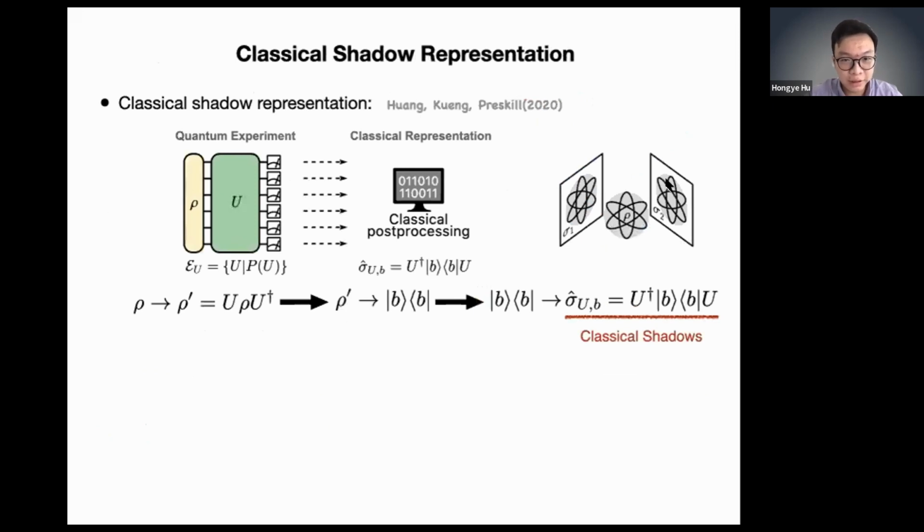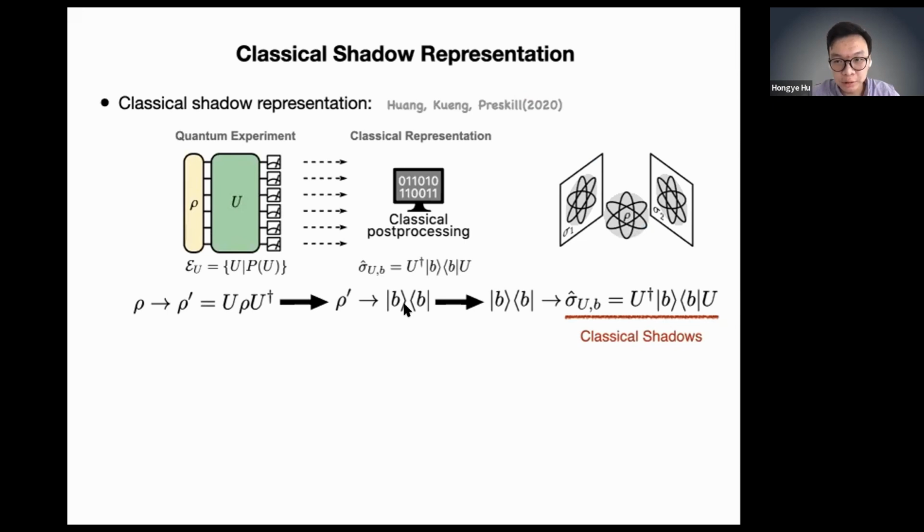Now let me give a short introduction on the classical shadow representation. It can be viewed as a general framework of the randomized Pauli measurement. In the classical shadow tomography, we have an ensemble of unitary transformations. Each time in the experiments, we sample a unitary from this ensemble to evolve the quantum state, and rho will be mapped to rho prime. Then we take a computational Z-basis measurement, so the rho prime will collapse to a bitstring state. I'll use |b⟩ to denote it.